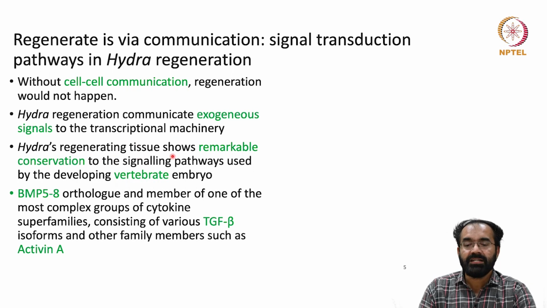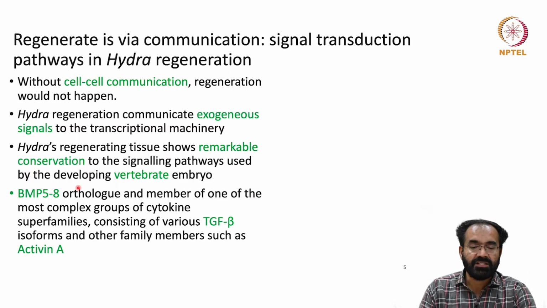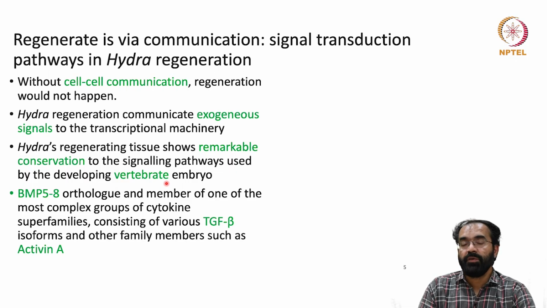Hydra's regeneration tissue shows remarkable conservation of the signaling pathways used by the developing vertebrate embryo. Vertebrate, which is a highly advanced organism. Hydra, in comparison to a vertebrate, is very primitive in terms of organismal complexity. But the signaling mechanisms are very much similar to those of a developing vertebrate embryo. One example is BMP5-8. BMP stands for bone morphogenetic protein, which is a very predominant signaling event that occurs in every organism's development.